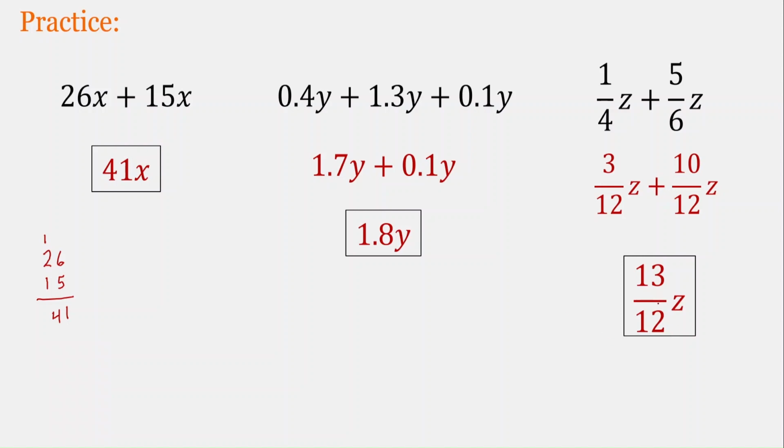You can leave this as an improper fraction, or you can write this as 1 1/12 z. And if you leave it as an improper fraction, you can also write it as 13 and put that z up in the numerator, all over 12. So all three of these are equivalent answers. They're the same. Keep practicing adding algebraic terms, and I'll see you in the next video.